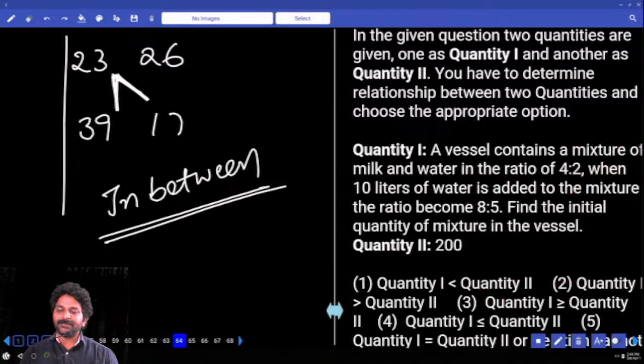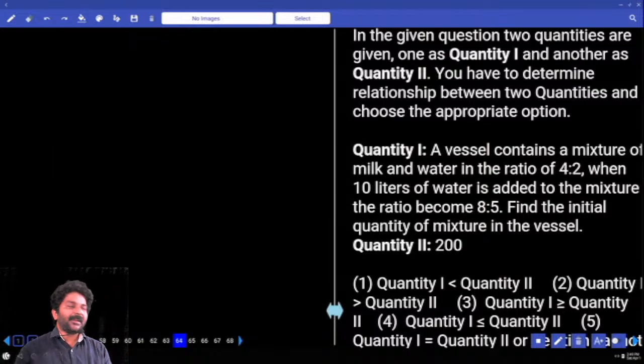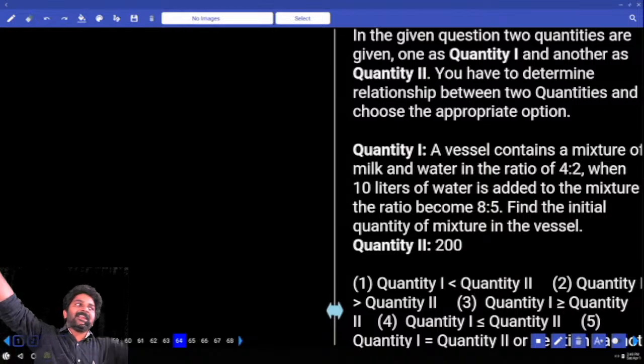A vessel contains a mixture of milk and water in the ratio 4:2. When 10 liters of water is added to the mixture, the ratio becomes 8:5. Find the initial quantity of mixture in the vessel. Q2 already mentioned as 200. Okay, right. So you have initial mixture and final mixture, two quantities. Now to the initial container, which quantity are you adding? Water. That means what is constant? Milk, in the initial container and in the final container.